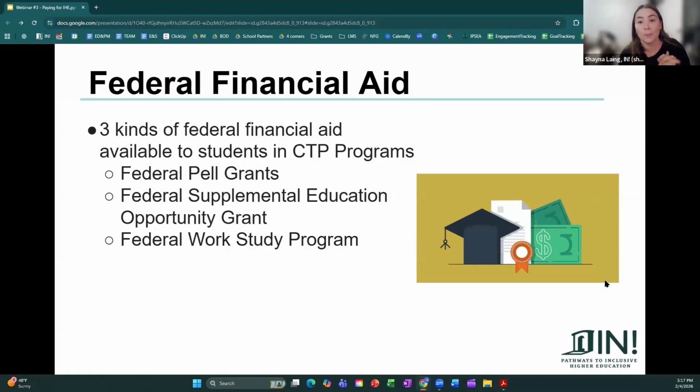And so our students will have access to these types of grants that they don't have to pay back, which is wonderful. But we do know that that is something typically when people think of FAFSA, they think of federal loans. And so for our students in inclusive higher education programs, we kind of have to separate that out.